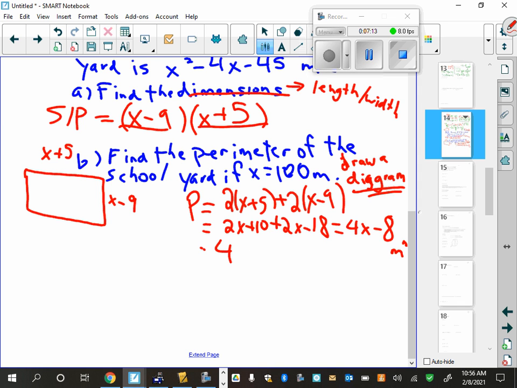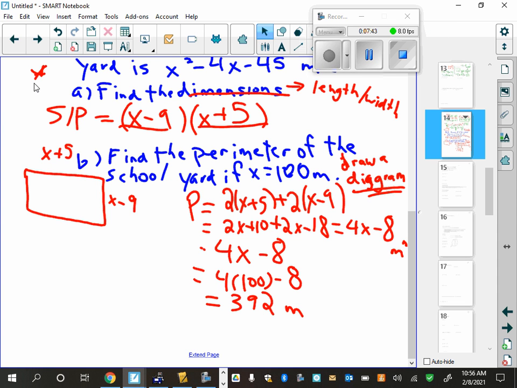So you could do that, or you could just put your x equals 100 and go 105, 91, 105, 91. It'll be the same thing. What answer did you get, Tess? Very good. Yep. So 392 meters. This is a pretty standard test question, so you guys can start. Again, remember, if I say find dimensions, that just means I need a bracket after bracket. It usually means factor. Okay, just factor.